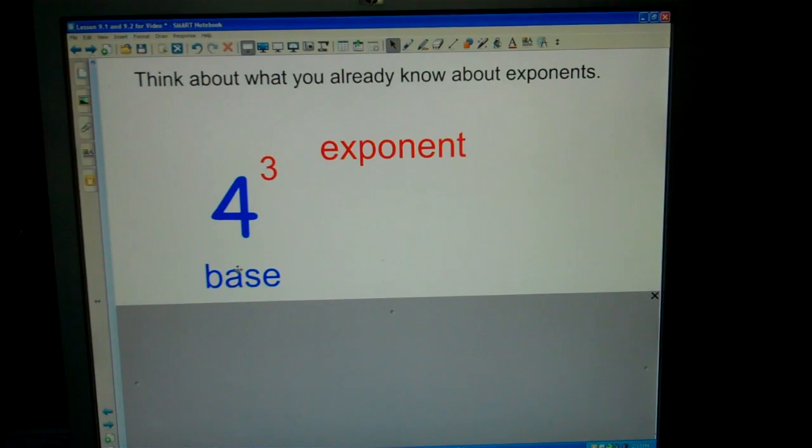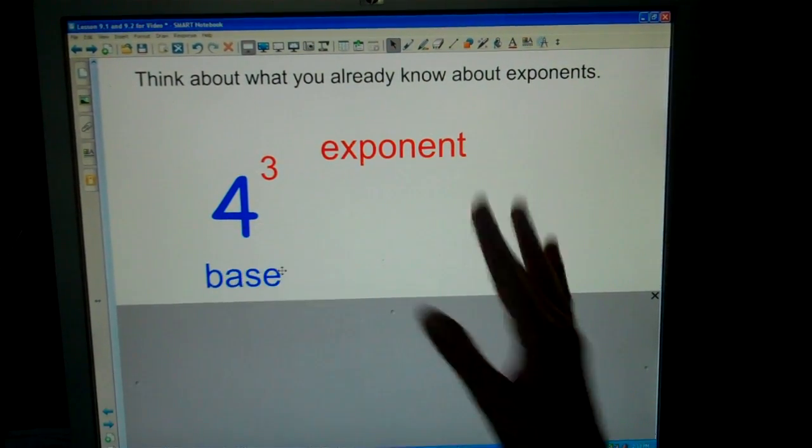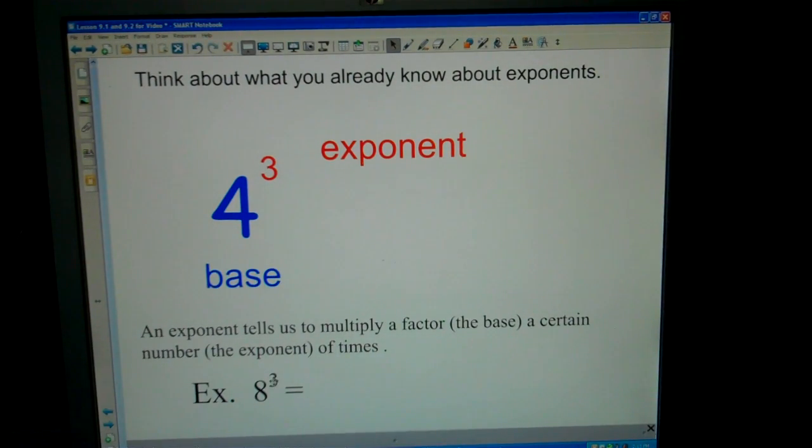We know that the big number is the base, and we know that the little number is the exponent. The exponent tells us how many times to write the base. We're good with that. We don't need a review on that. All right? So here we go.